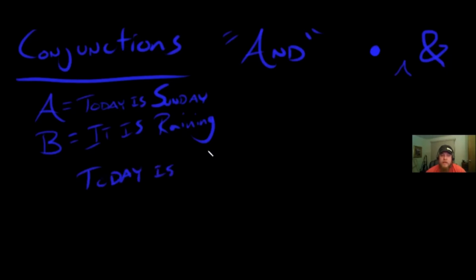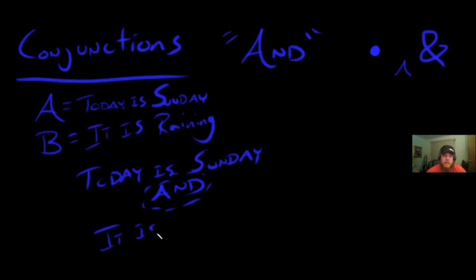So if I said all of this: today is Sunday, and it is raining. And I've already established here A stands for today is Sunday, and B stands for it's raining. How would I write this? Today is Sunday, and it's raining, based on this, A dot B.